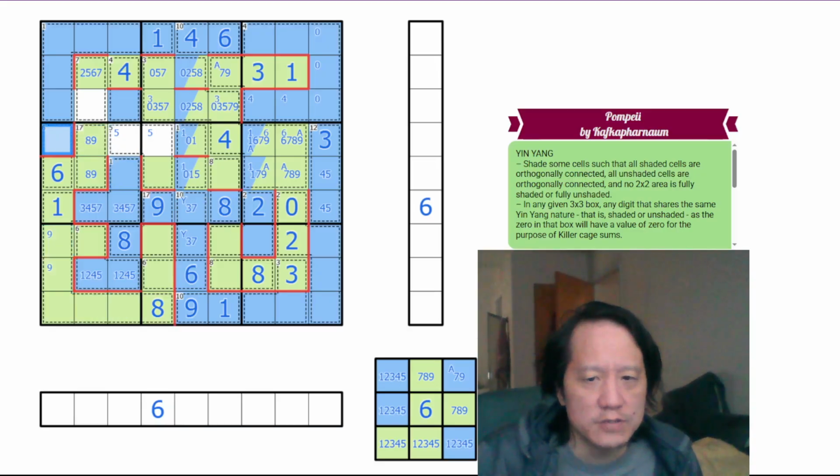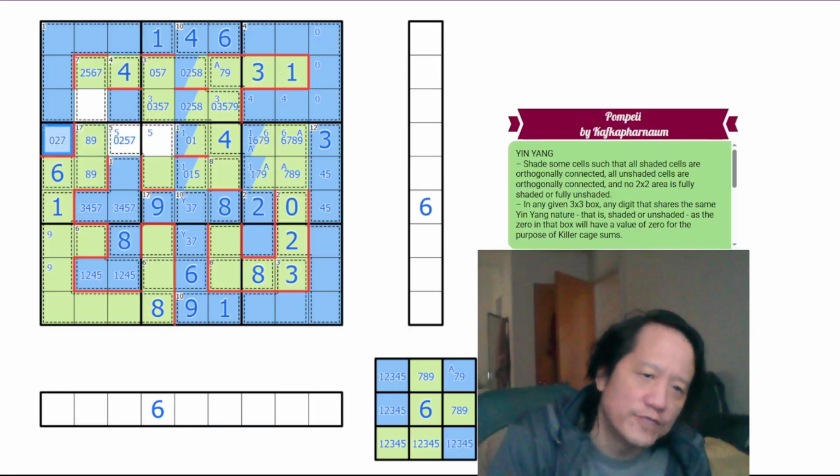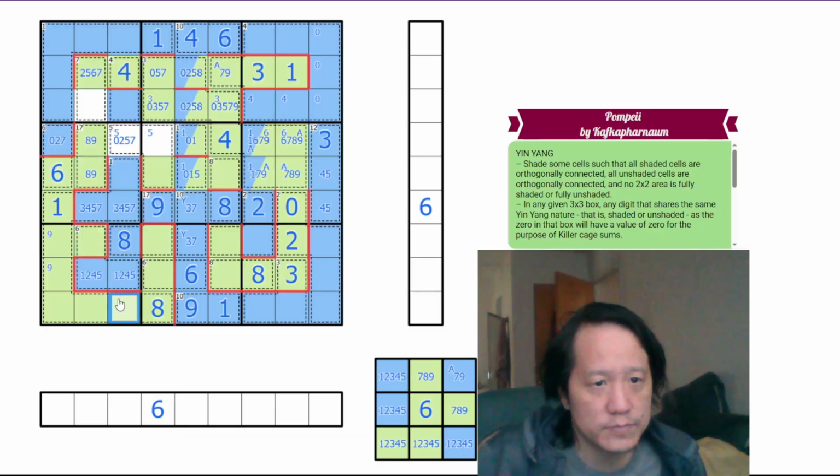Remaining digits in box 4: 0, 2, 3, 4, 5, 7. This can't be 3, 4, and this can't be 3, 4, or 5. So where's 6 in this cage here? It has to be one of these two.